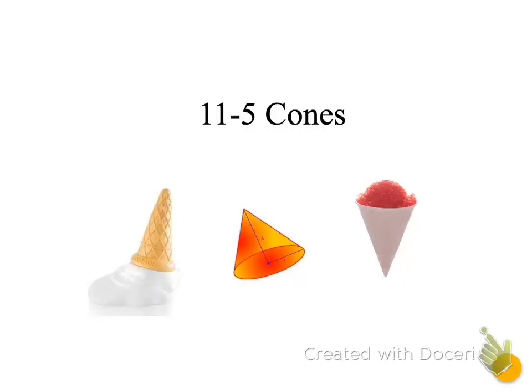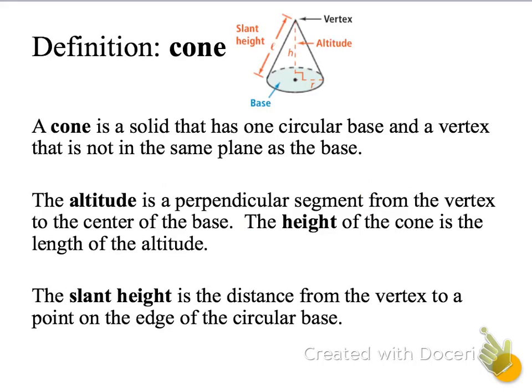So in this video we're going to be talking about the lateral area, surface area, and volume of cones, so little party hats. A cone is a solid that has one circular base and a vertex that is not in the same plane as the base. So the vertex is the top of our party cone.